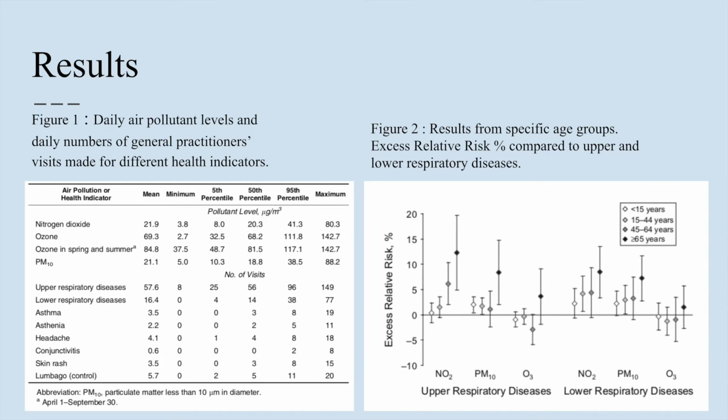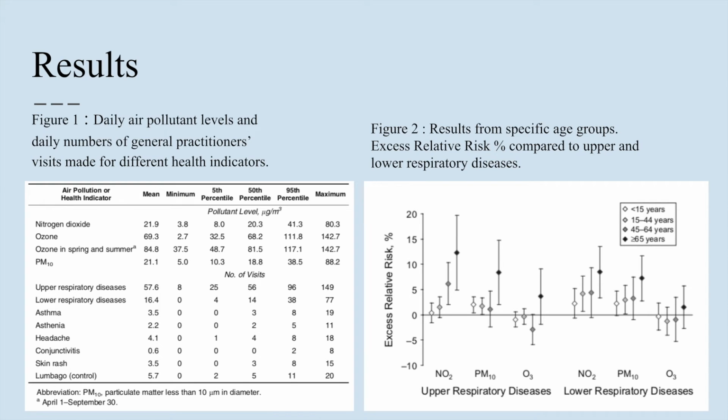Results included a positive and significant association between short-term effects of air pollution and the number of medical visits for headache, skin rash, and conjunctivitis. As seen in Figure 1, the daily number of visits made for headaches was significantly associated with the increases in nitrogen dioxide, particulate matter, and ozone levels. Skin rash or conjunctivitis was also increased during the increases in particulate matter and ozone levels.